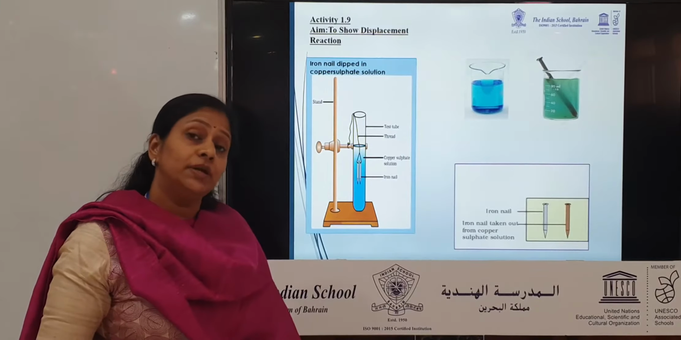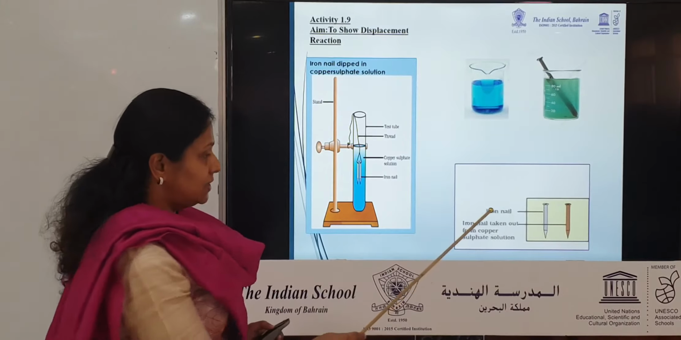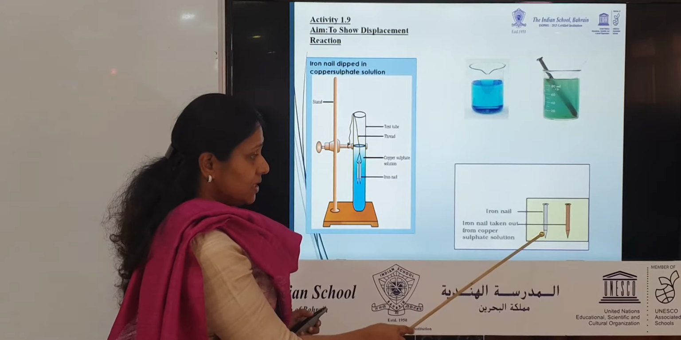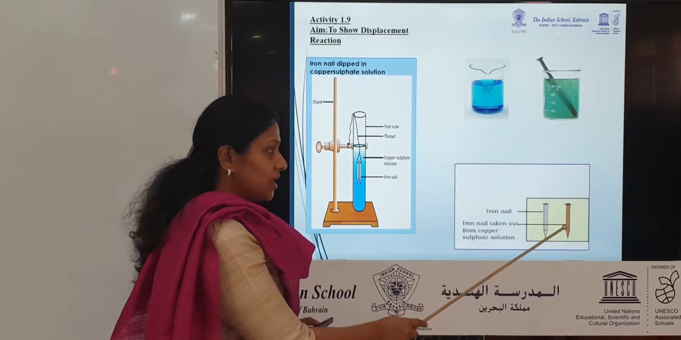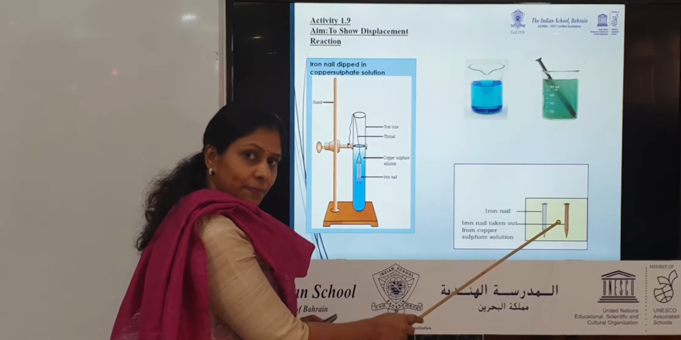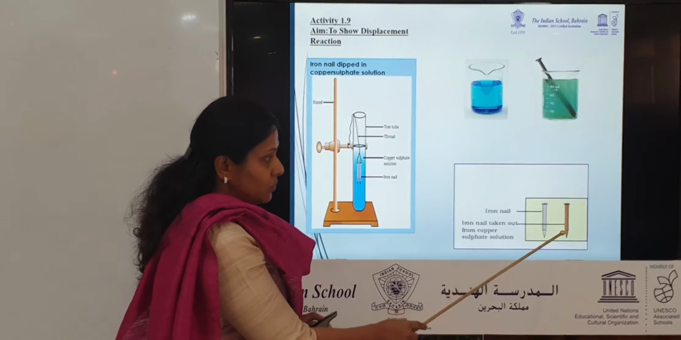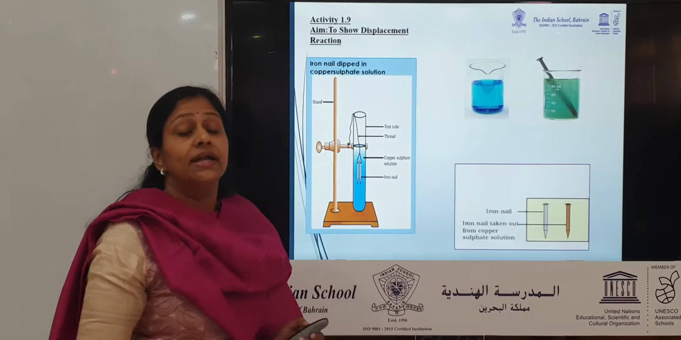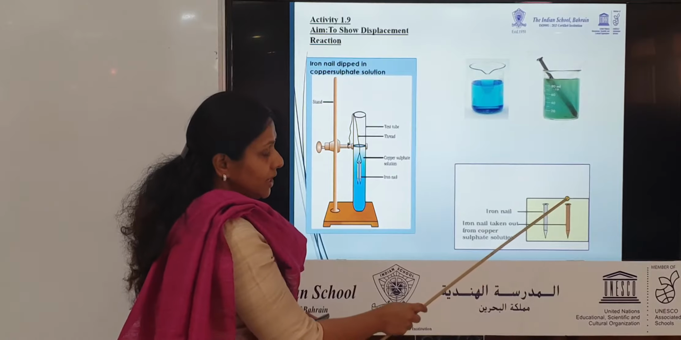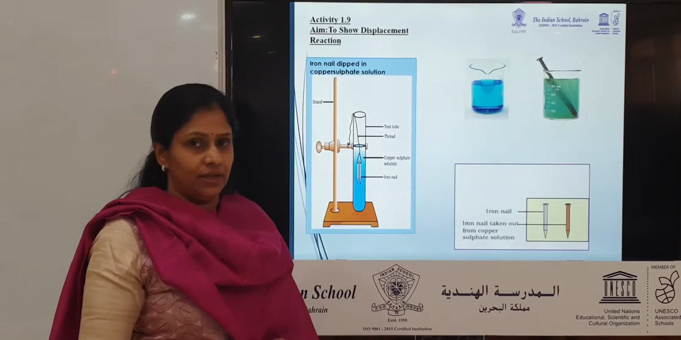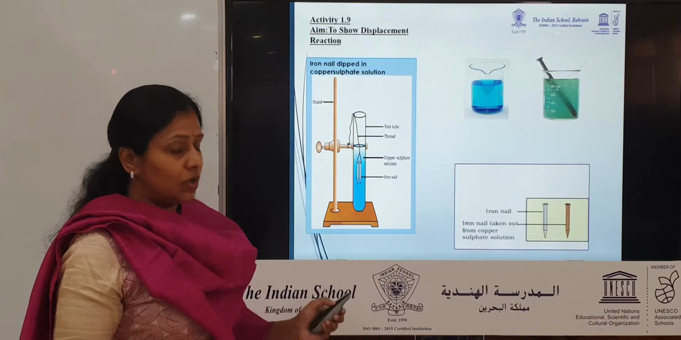So what has happened to the iron nail? See the iron nail here. This is very shiny in appearance. So after 20 minutes, what has happened to the iron nail here? You can see brown deposits on the iron nail. That is the copper which is displaced by iron coming and getting deposited on the iron nail. So let us see more about this.